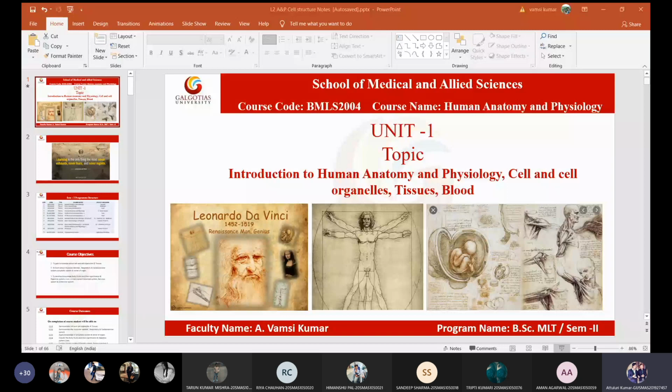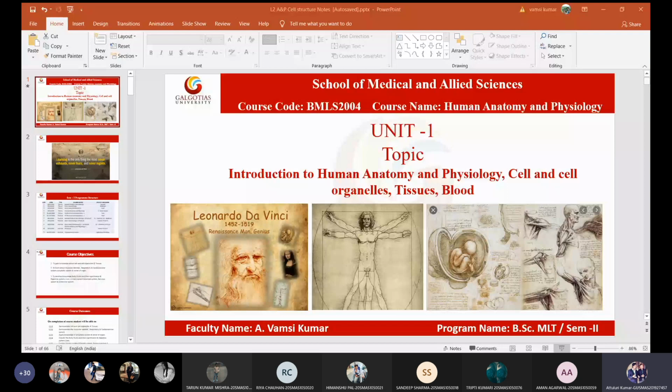And the third branch of anatomy is embryology. Embryology means it is the study of the developing baby in the uterus. Such a branch of anatomy is called embryology. So these are the 3 major branches of anatomy: gross anatomy, histology, and embryology. This is the basic definition and the branches of anatomy.